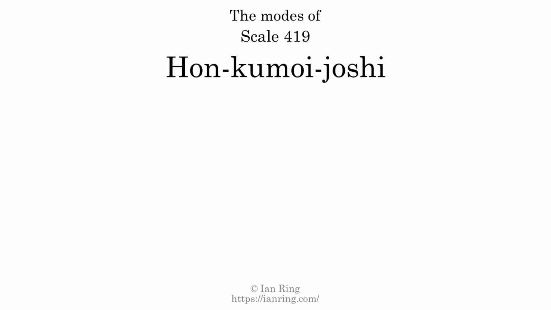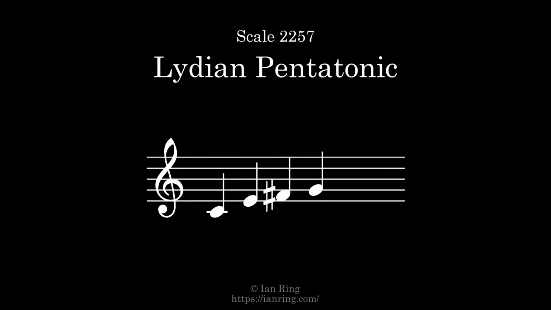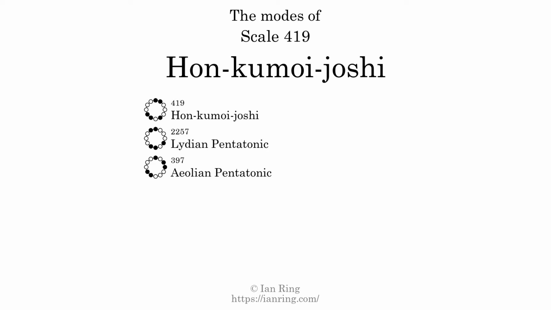This scale has 5 modes. The first mode is itself. The second mode is scale 2257, also known as Lydian pentatonic. It sounds like this. The third mode is scale 397, also known as Aeolian pentatonic. It sounds like this.